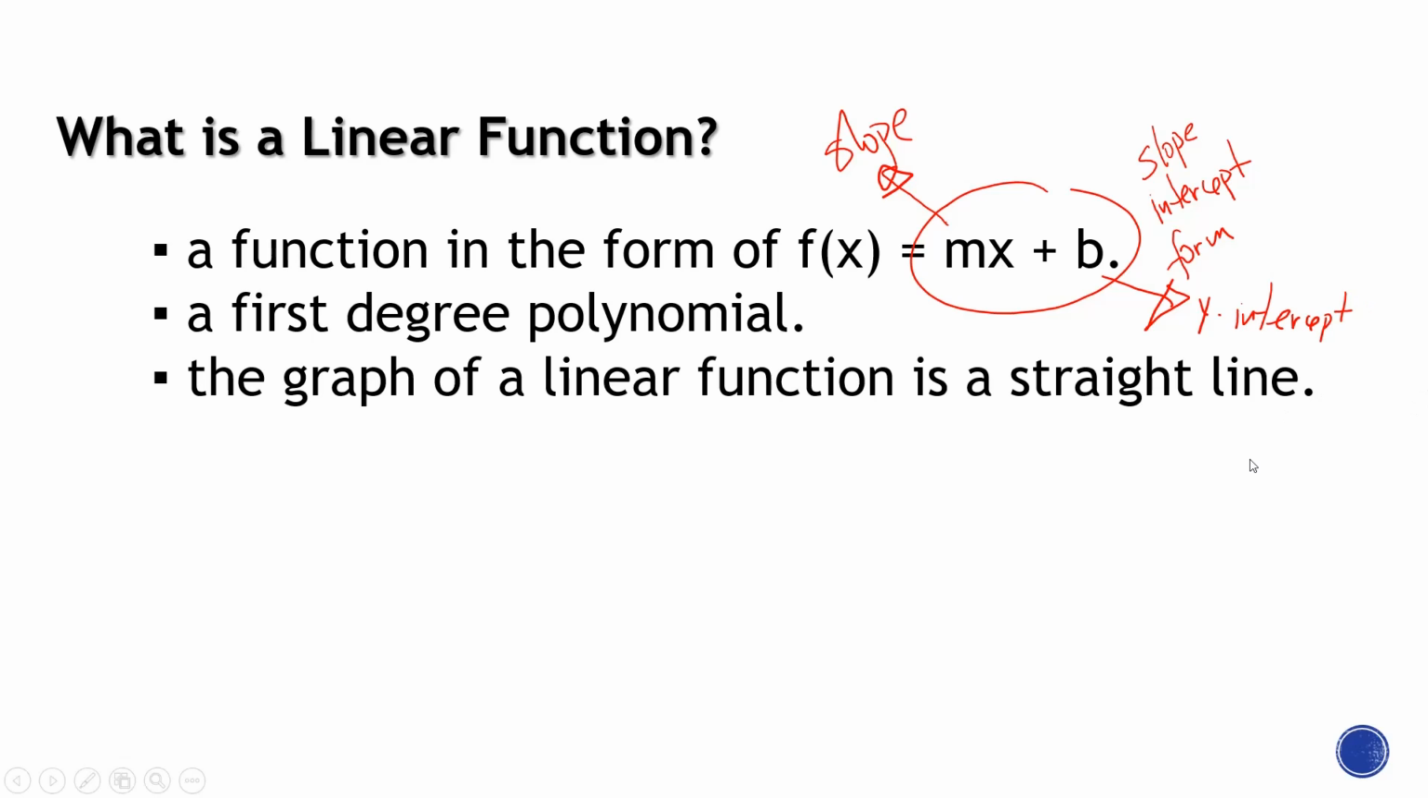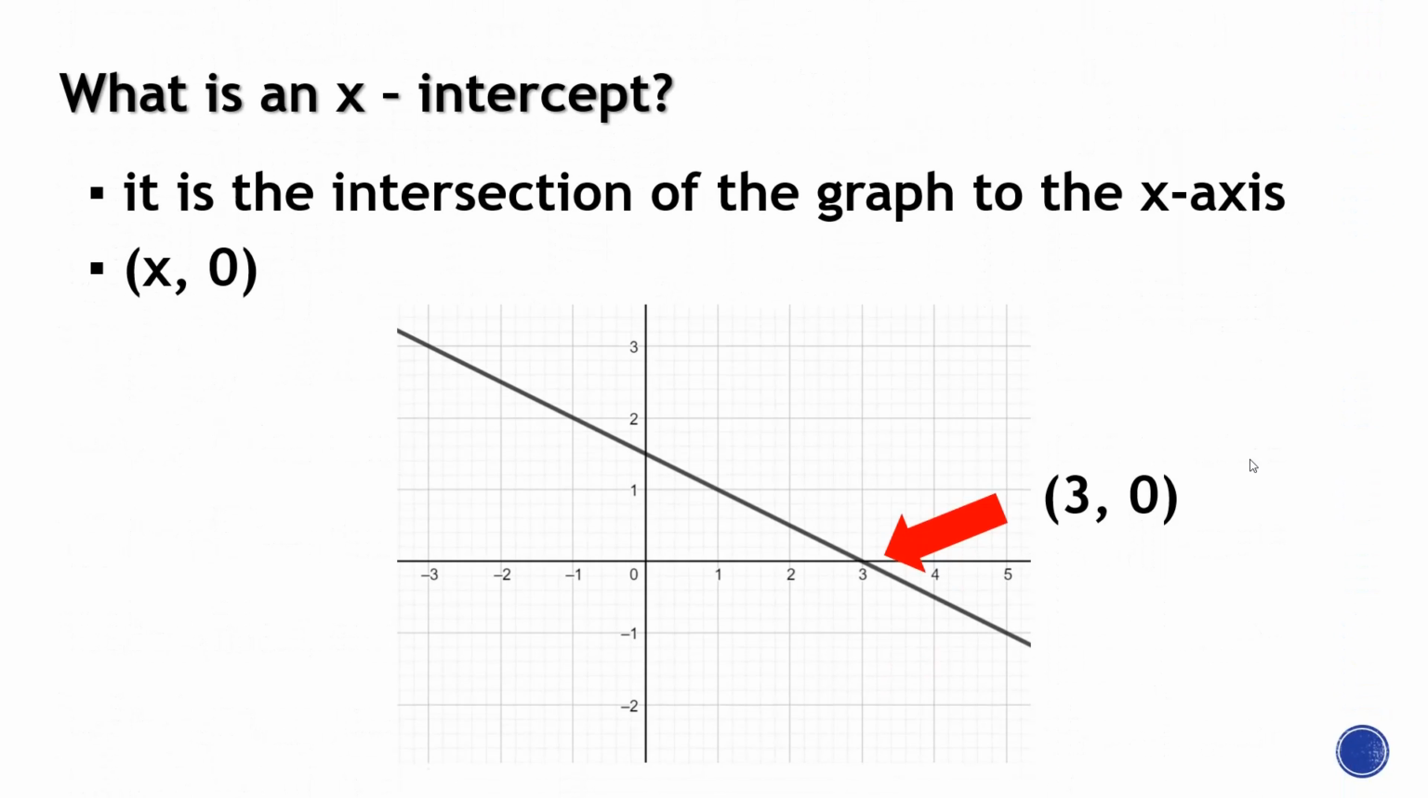We call a linear function also a first degree polynomial, and when we graph a linear function, it is a straight line. And that is what we will be doing today. We will graph a linear function, but we will be using the concept of the x and y intercepts. So first, how do we define the x-intercept, or what is an x-intercept?